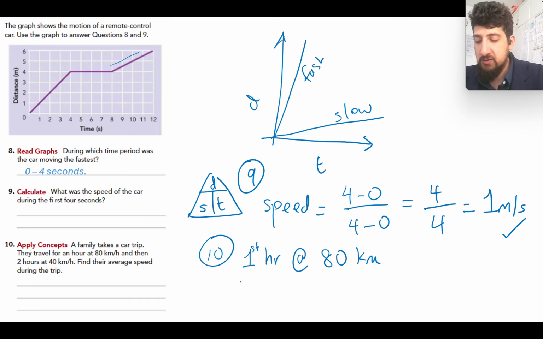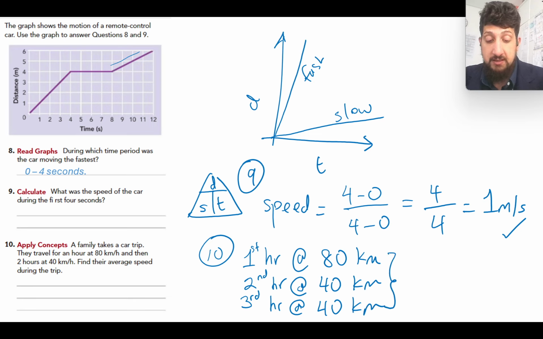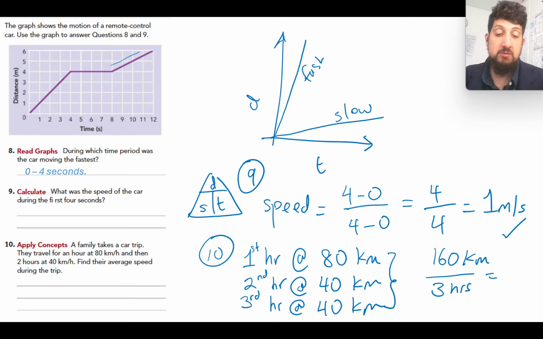And the next 2 hours, second hour and third hour, they traveled 40 kilometers in each one of those, and then 40 kilometers as well. So what does that tell me? The total distance D is 160 kilometers. And the total time was how many hours? 3 hours. So the average speed is going to be the total distance over the time. So it's going to be 53.3 kilometers per hour. That's the answer.